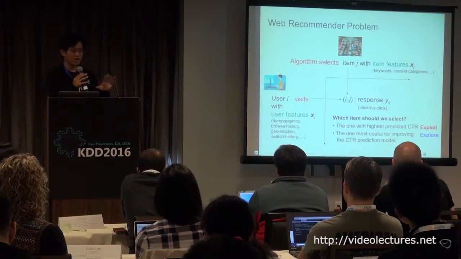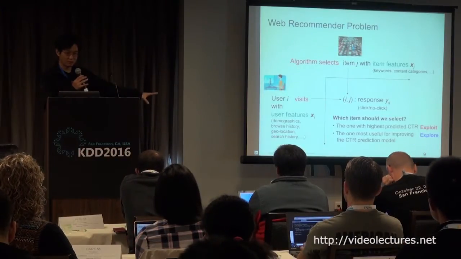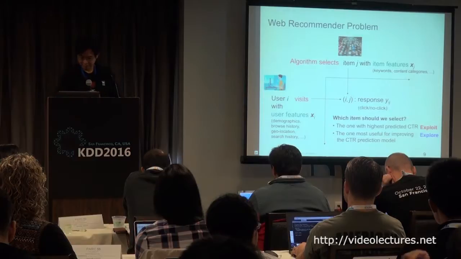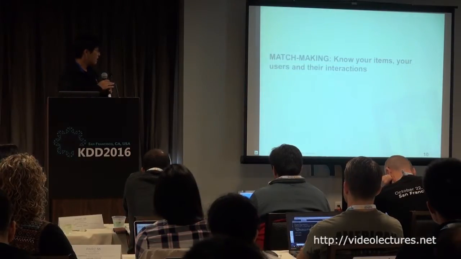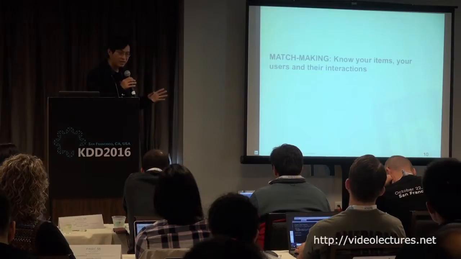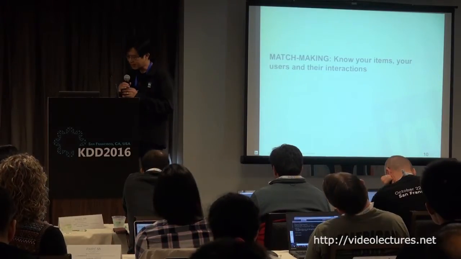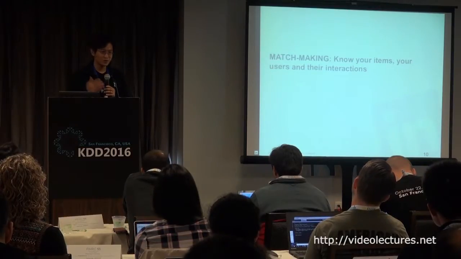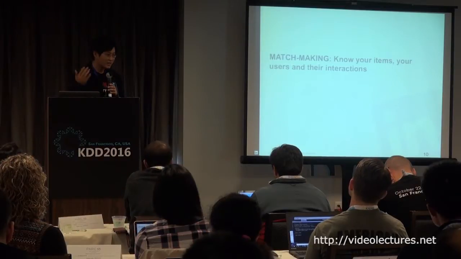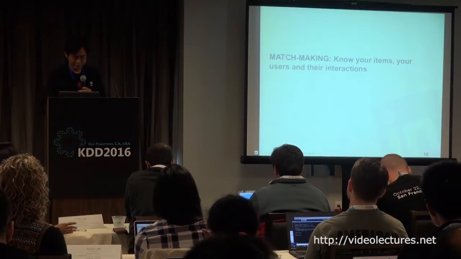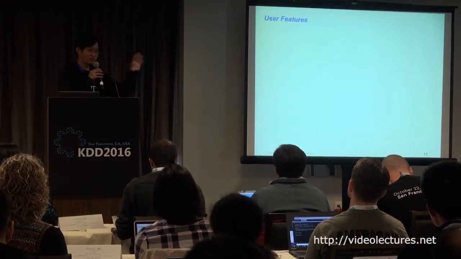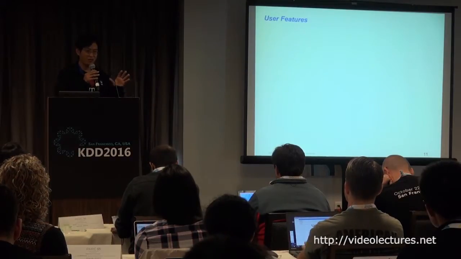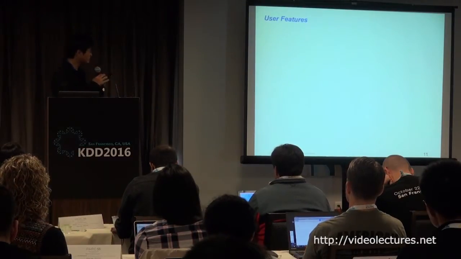In this tutorial, we will not cover too much of the exploration aspect. We will focus more on how we train a model after we collect data. The entire problem is more like matchmaking. We want to match users with items. In order to do good matchmaking, we need to know our users well. We also need to know our items well and how they interact with each other. So we capture everything that we know by using features. The first step is to think about what are good features of our users.